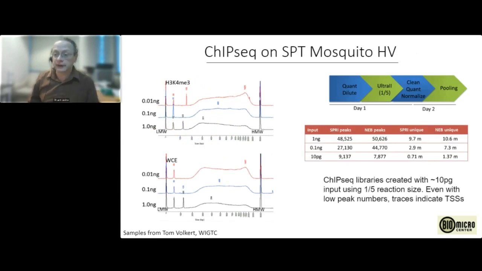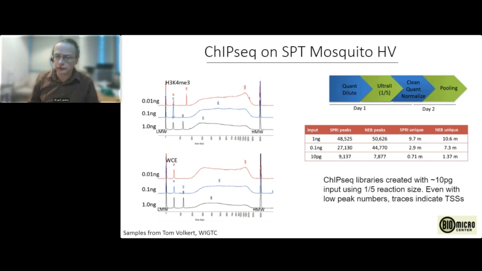Now, the classic place we were focused on this was something like a chromatin IP, where you have very limited amounts of input. This is an example from that, where we're doing H3K4 trimethyl or a control whole cell extract with input amounts of 1 nanogram, 100 picograms, or 10 picograms. You can see we're getting robust traces and similar numbers of peaks. Importantly, we're not only maintaining our library complexities, we're even getting higher library complexities.